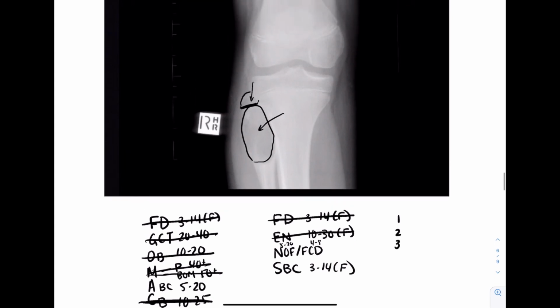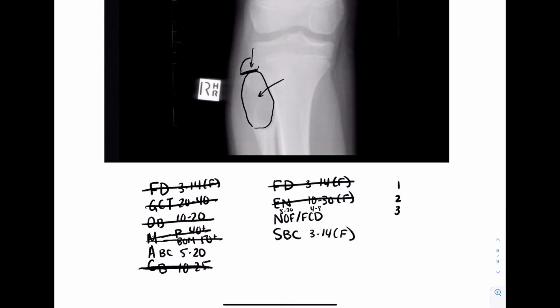So even though I had no idea about pain or no pain, or the age, my differential based on this image can be ABC, NOF, FCD, or SBC. Now I'm thinking about it. Is there bony expansion? Yes. So what am I going to put first on my list? I'm first going to put ABC. The other reason I'm going to put ABC first is because worst goes first, and aneurysmal bone cysts are way worse than the other 2. So ABC goes first. My next one, SBC.